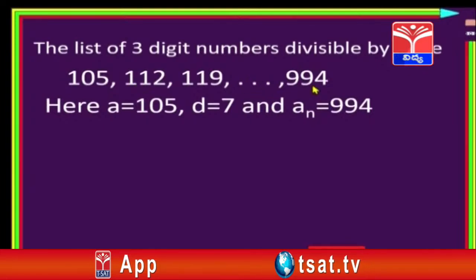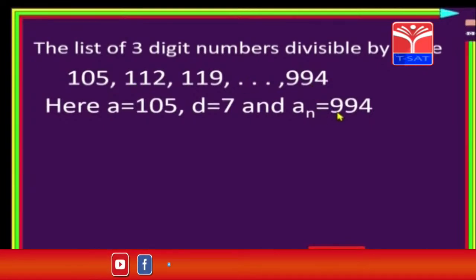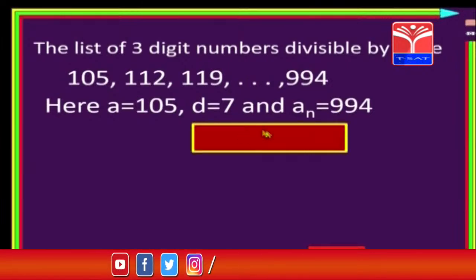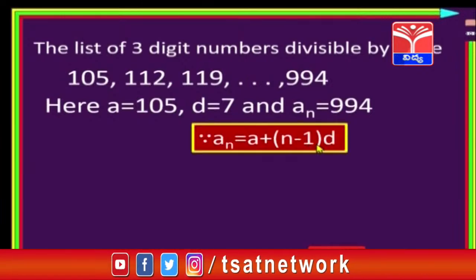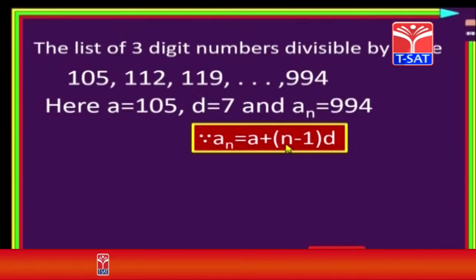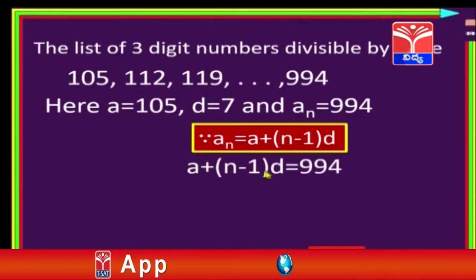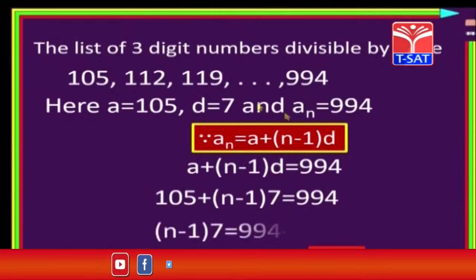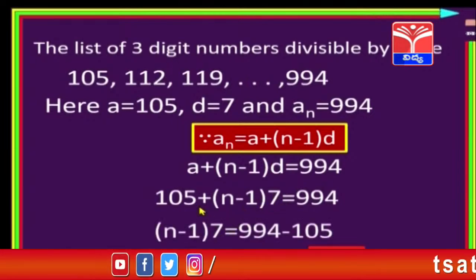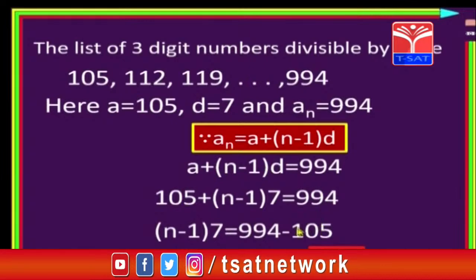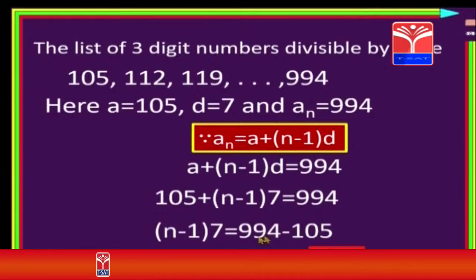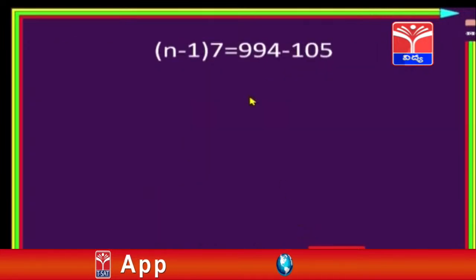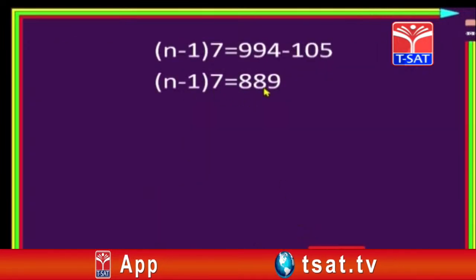Now let us assume that the last term an is equal to 994. By using the formula an = a + (n - 1)d, we can find the value of n. So a + (n - 1)d = 994. Here a is 105 and d is 7. Bringing 105 to the right-hand side, we get (n - 1) into 7 equals 994 minus 105. 994 minus 105 is 889.